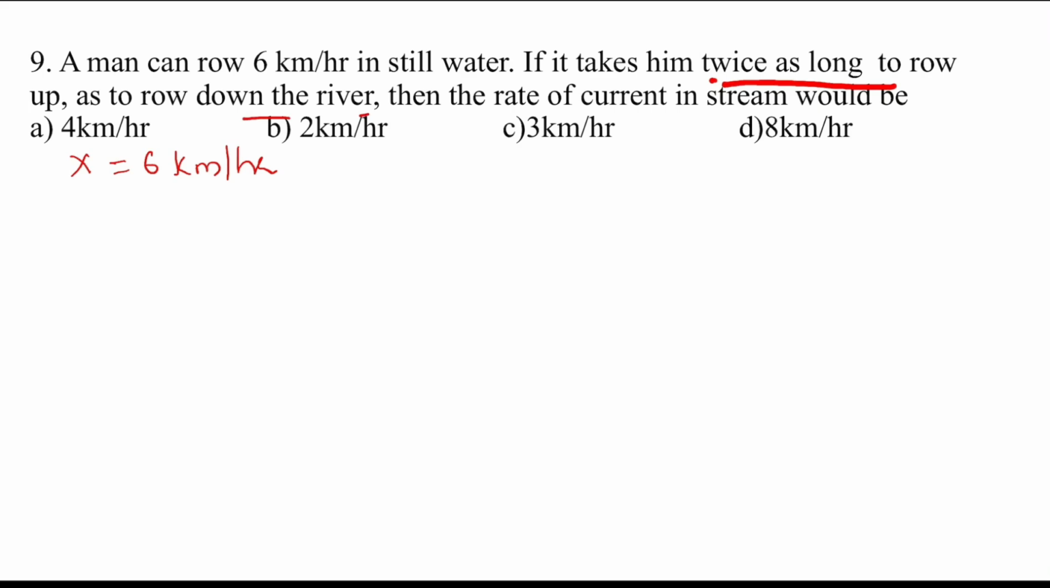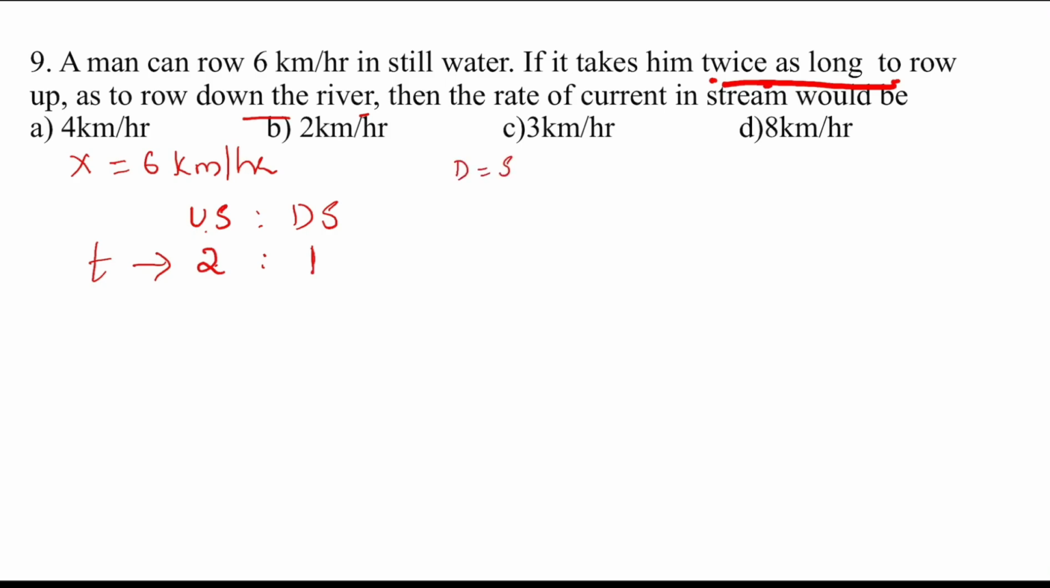That is upstream to downstream. If he is taking 1 hour to go downstream, he will take 2 hours to go upstream. So this is the time ratio, because he is taking twice as long to row upstream than to go downstream. So if downstream is 1, upstream will be 2. Now we know distance is constant, isn't it? Distance is the same, isn't it?